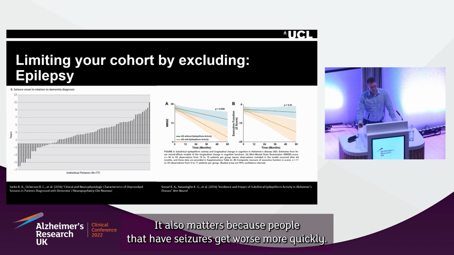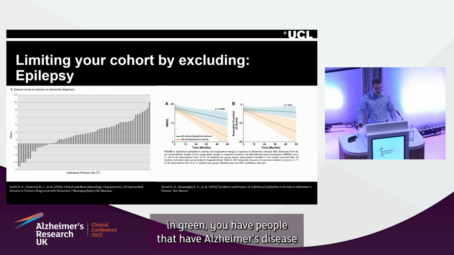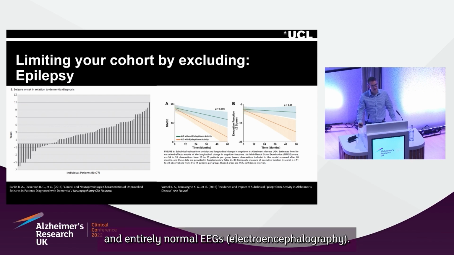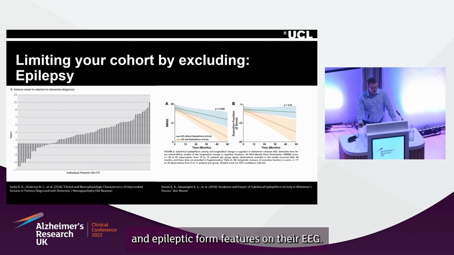It also matters because people that have seizures get worse more quickly. The second figure here shows two lines. In green, you have people that have Alzheimer's disease and entirely normal EEGs. The orange line represents people that had Alzheimer's disease and epileptiform features on their EEG.